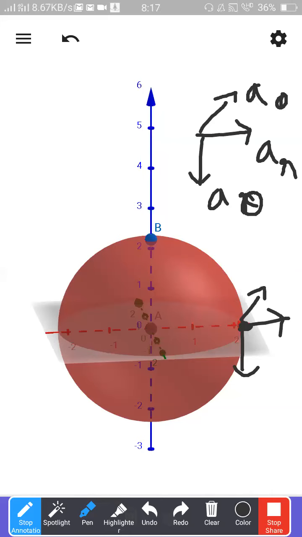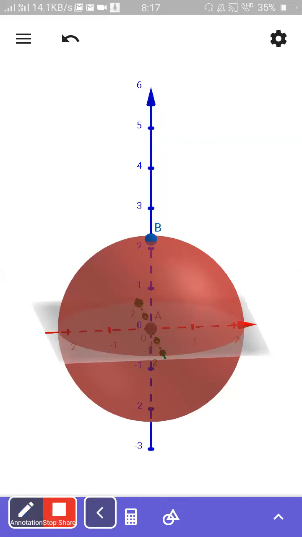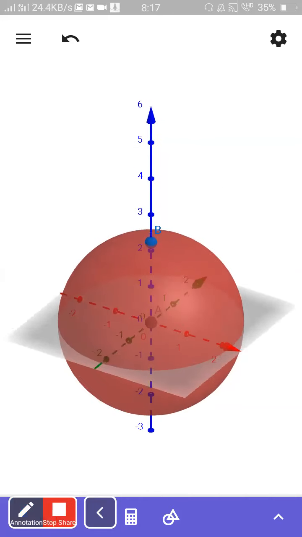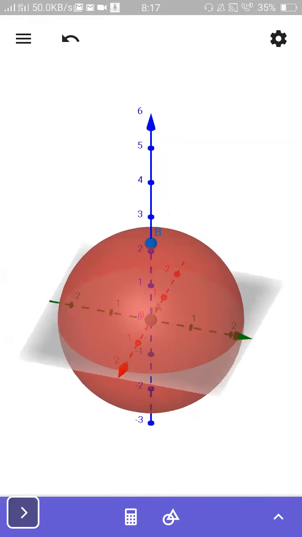Theta looks like it's going upward. a_r is also going outward. That's correct. Phi is also correct, that is the increasing direction. Okay, so where is the mistake? Anybody? Say this is like this.